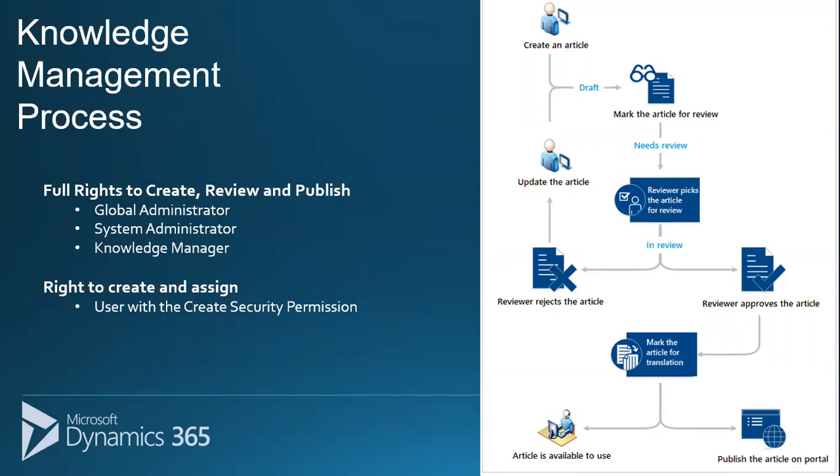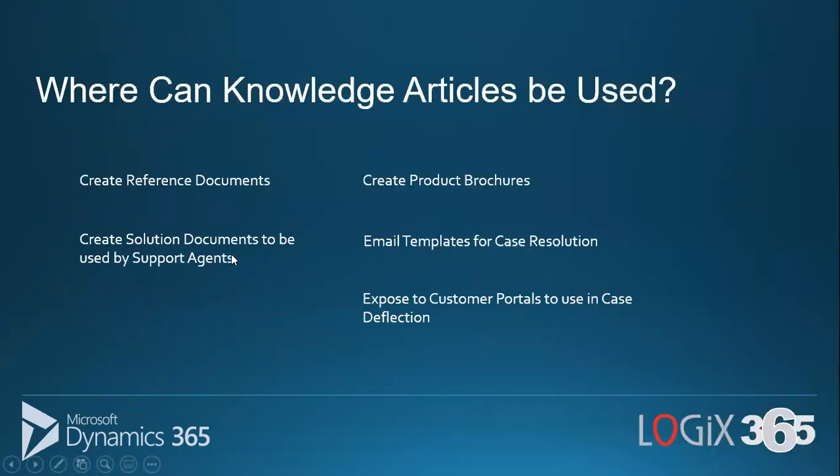Generally speaking, a user by default does not necessarily have the rights to create articles, but they can be given the right, or an existing security profile can be modified to give them the right to create article content, but they wouldn't necessarily be able to approve or publish the articles themselves. So we know that the articles are driven by security permissions. Where can articles be used?